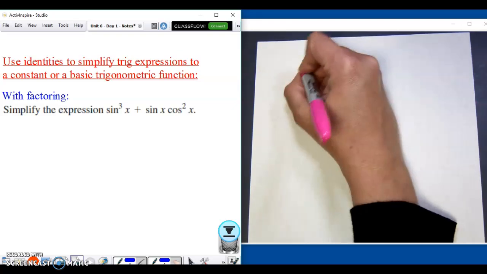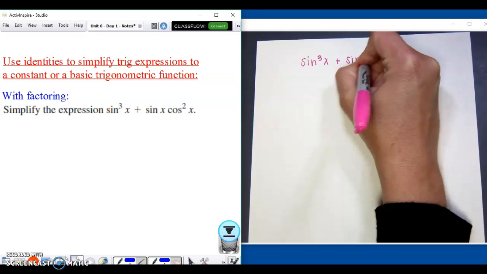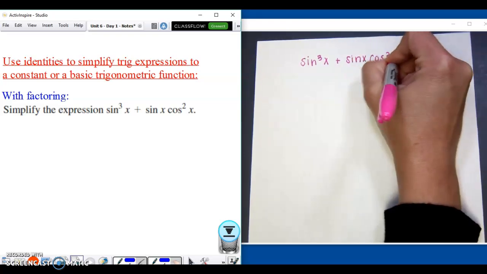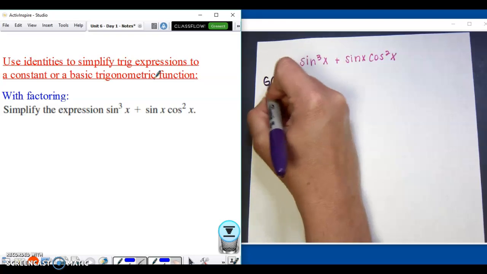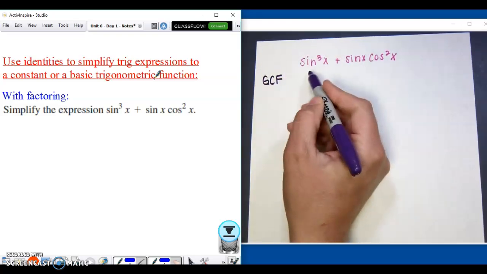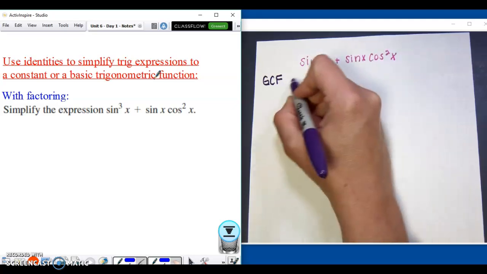So the first one, we have sine cubed x plus sine x cosine squared x. And it does give you a clue that you want to factor here. I won't always give you a clue, but it says we want to factor. So when it says factor, we need to think about GCF. So what is the greatest common factor that goes into both of these? The greatest common factor would be sine x.